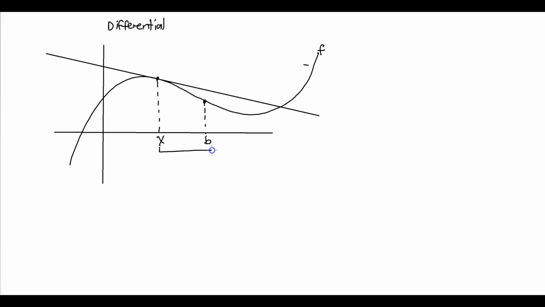And this distance is delta x. The change in x, that's what delta means. What is the change in y? Okay, you see that the change in y, the change in the y coordinates, if I were to extend these out, you get the change in y is this. Okay, this is f of x, this is f of b.